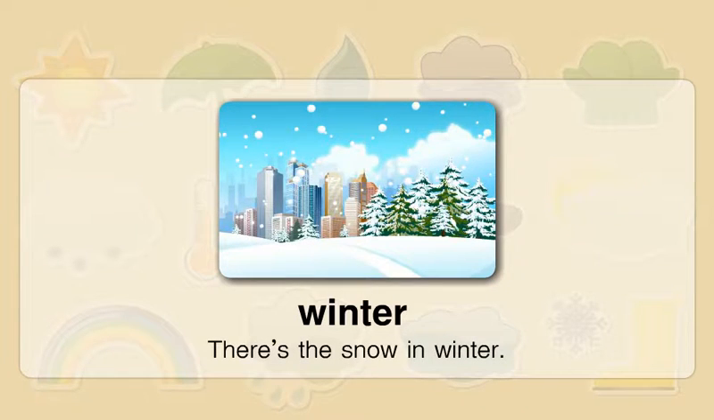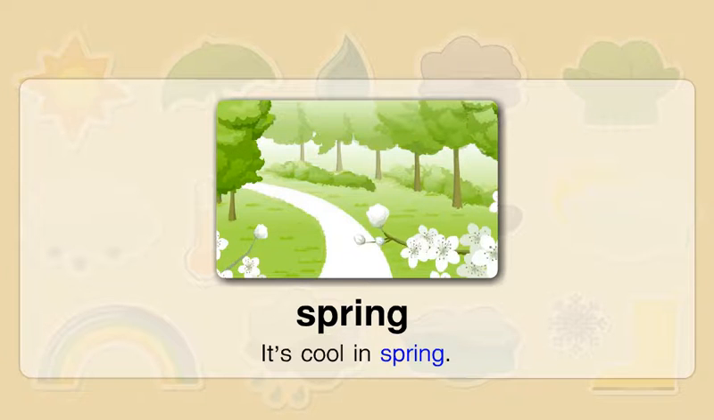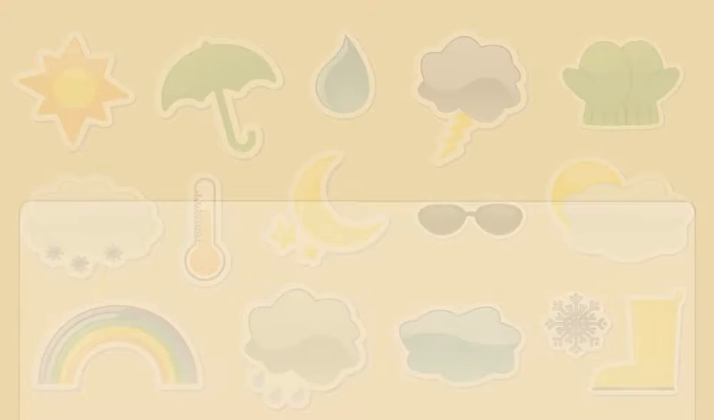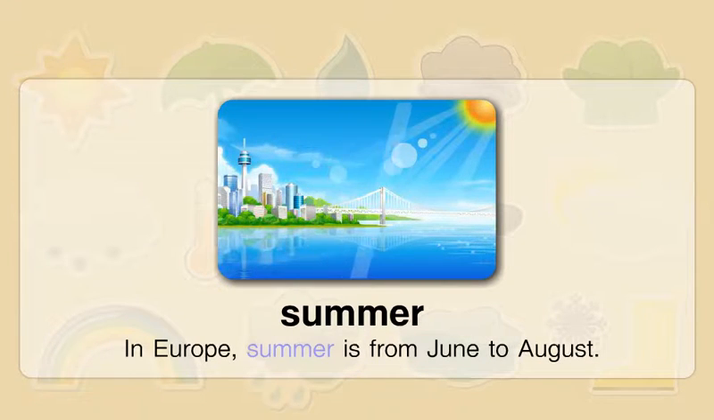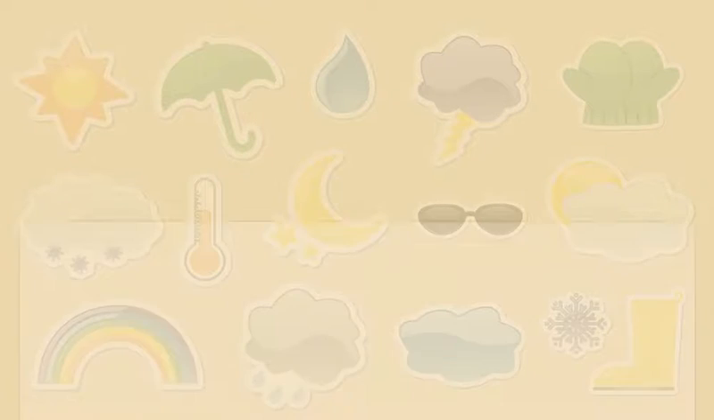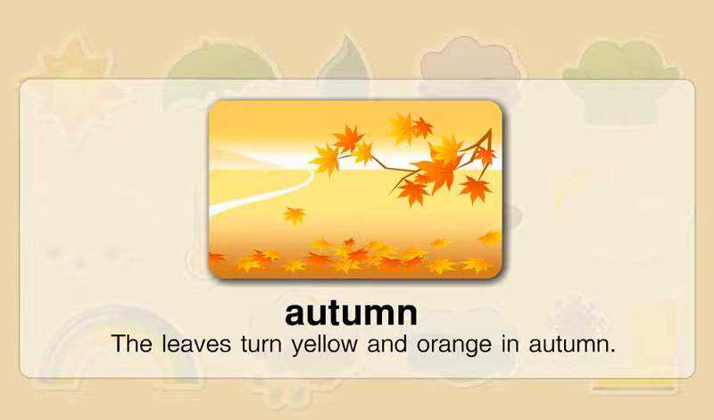Winter. There's snow in winter. Spring. It's cool in spring. Summer. In Europe, summer is from June to August. Autumn. The leaves turn yellow and orange in autumn.